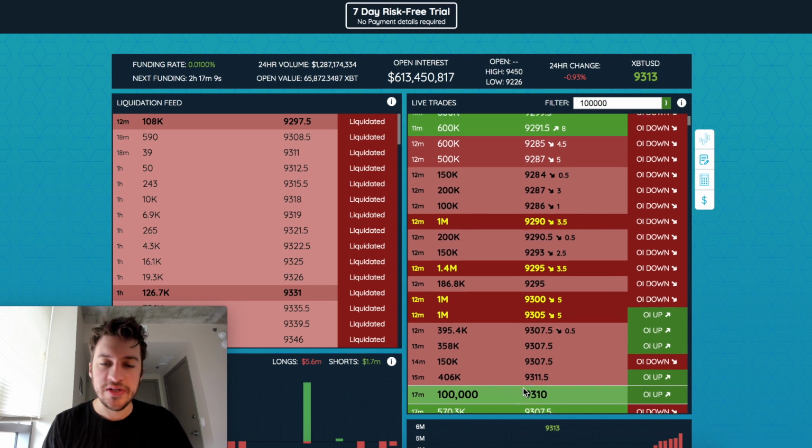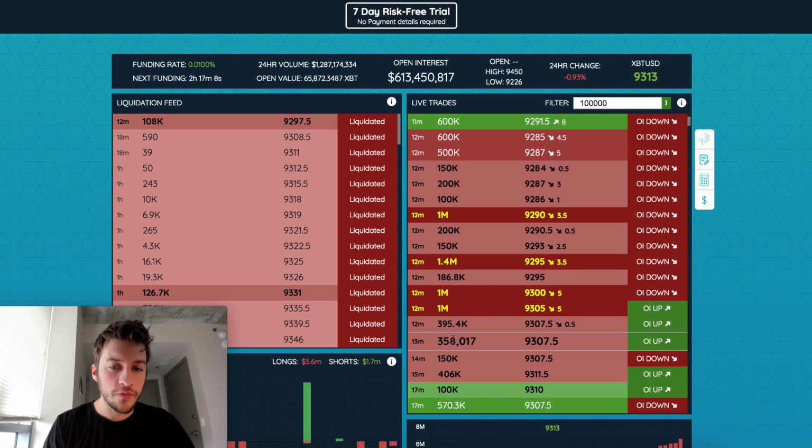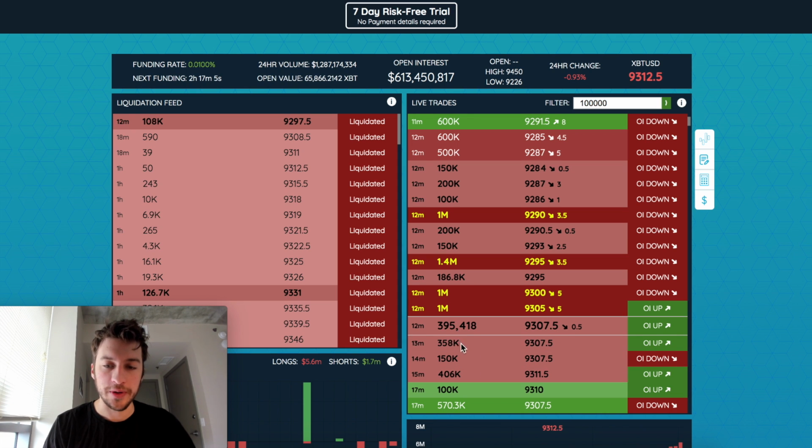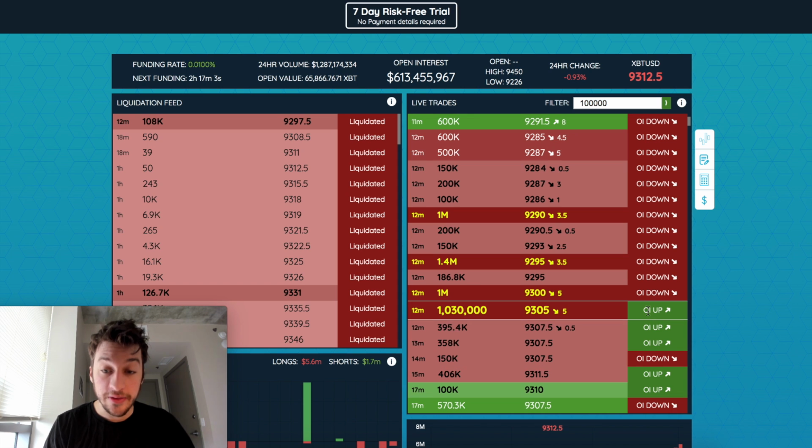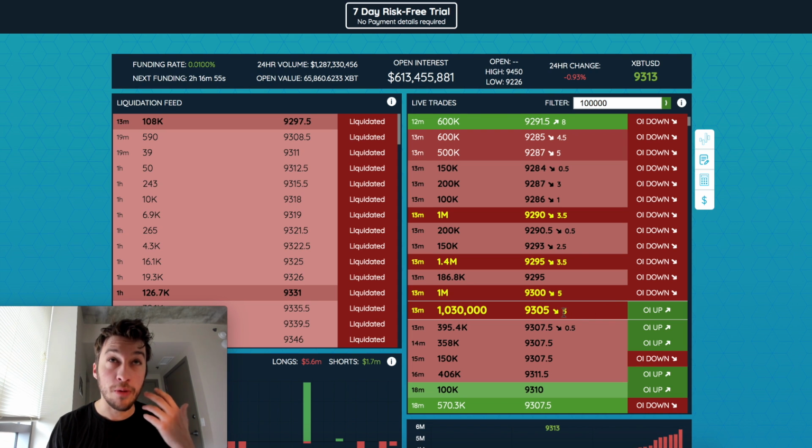But then we see this happen. We see over $1 million worth of shorts opening. And it looks like all but one is just a ton of opening. And then look at this. We get a $1,030,000 short that opens at the price of 93.05, using market selling onto 5 limit orders, right? This is a pretty big short entering at 93.05. That to me is pretty bearish.